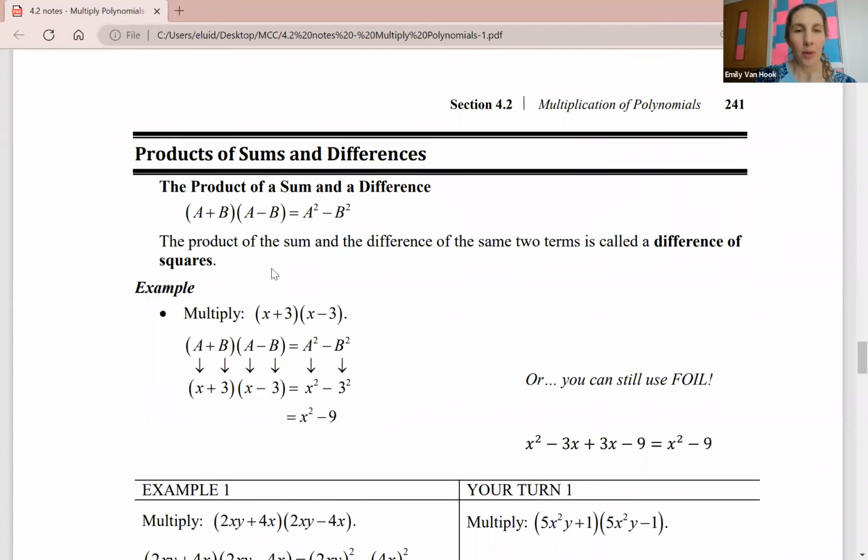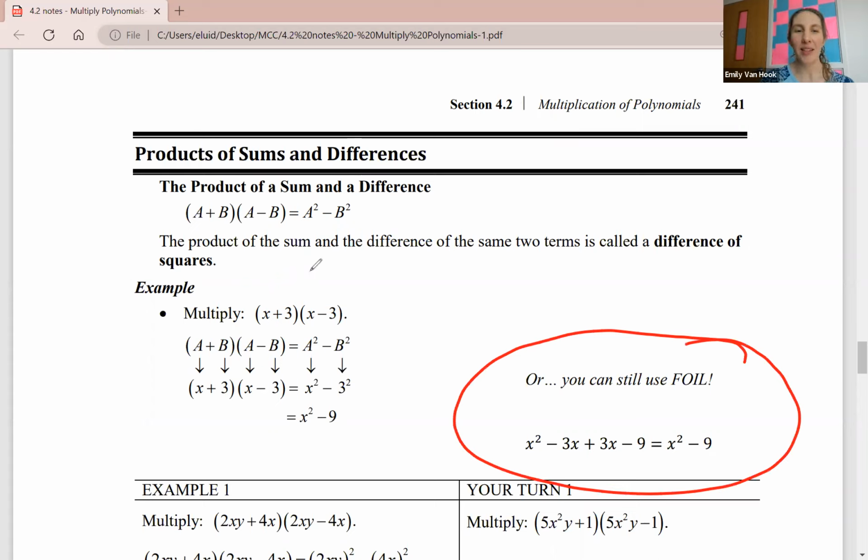So here's our example: x plus 3 times x minus 3. If you follow the formula, all you have to do is the first term squared, so x squared, minus the second term squared, or b squared, in this case, minus 3 squared. So it just turns into x squared minus 9, nice and short. As I wrote off to the side here, you can still use FOIL. So you can still distribute, right? X times x, there's x squared. X times minus 3 is minus 3x. Positive 3 times x is plus 3x, and then 3 times negative 3 is negative 9. So you can still use that process.